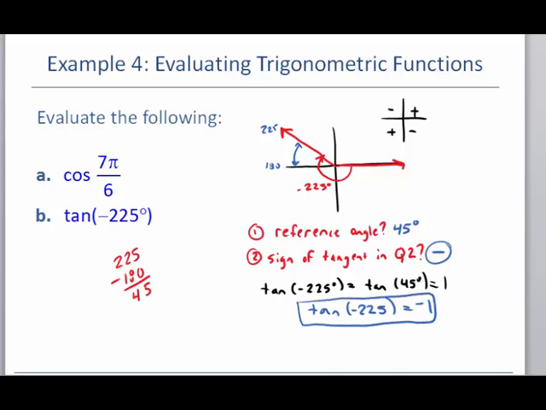So again, the reference angles can help you identify the trig functions for other angles other than 30, 45, and 60. You have to know the reference angle, and you also have to know the sign that goes with the original problem in order to have the correct answer.